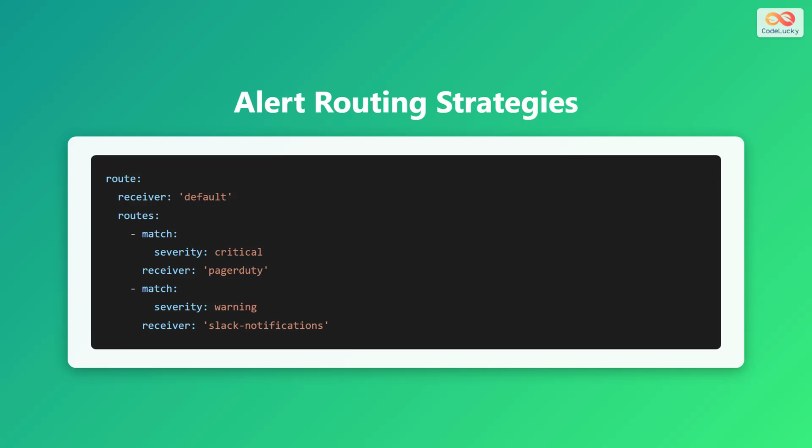The second route matches alerts with severity warning and sends them to your Slack notifications channel, where the team can review them during business hours. This tiered approach ensures critical alerts get immediate attention, while less urgent warnings don't create unnecessary pages. You can create as many routes as needed to match your team structure and incident response processes.